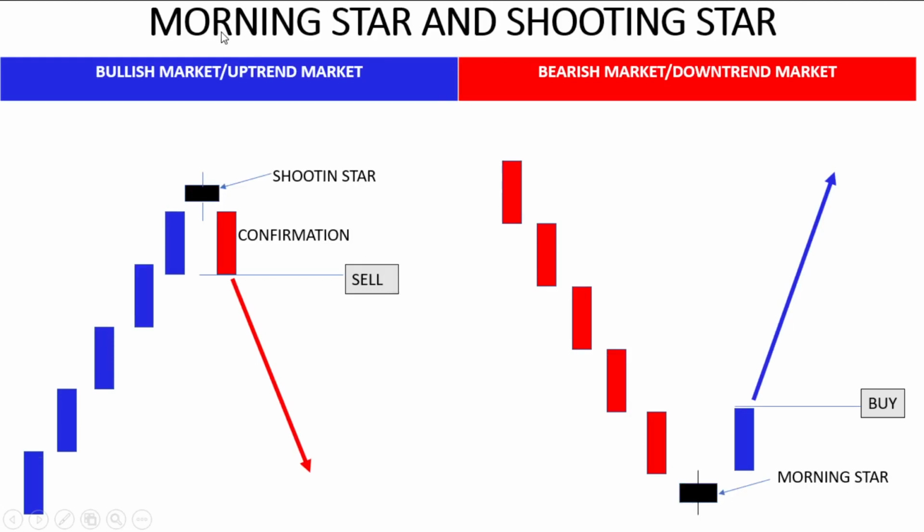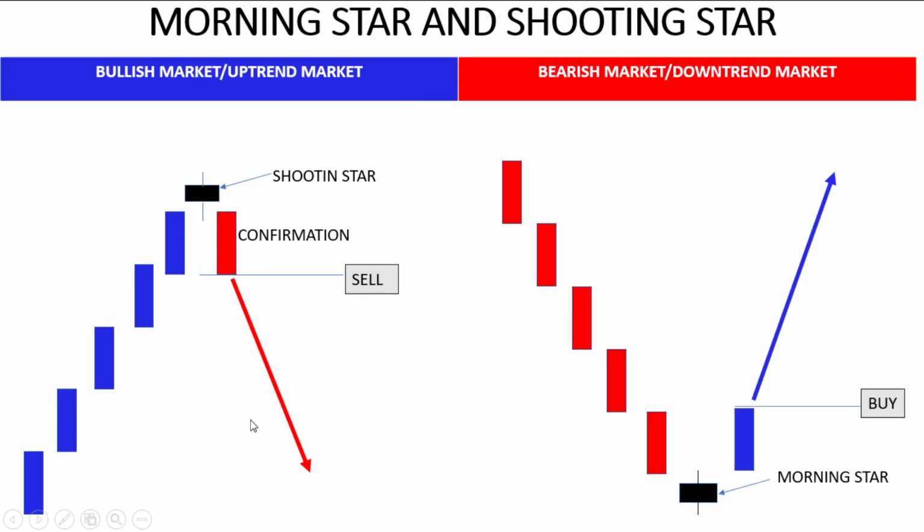Another candlestick pattern: shooting star or morning star. On a bullish market, you will see this kind of candle. You will see this candlestick pattern formed at this point. We call it a shooting star. What are the characteristics of a shooting star? Small body, same size of wicks, not too long, but similar, same size, short body. What you want to see is a confirmation candle, then you sell.